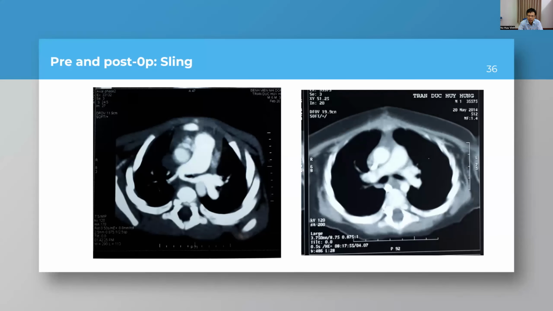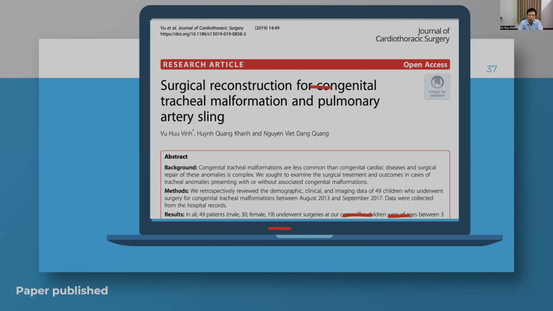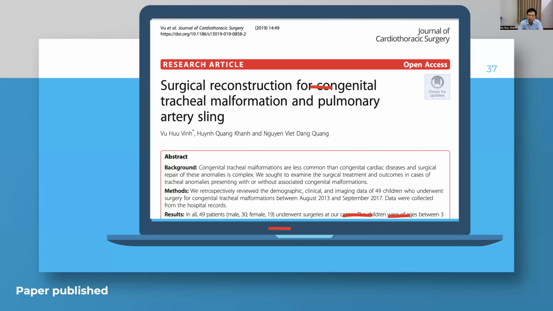And how about the sling? The CT scan shows the before and post-operation images. As you can see, the post-operation CT scan image looks like a normal person. And the caliber of the pulmonary artery sling also improved. And of course, the trachea was also repaired. And we also published a paper about this. Yeah, sorry for the image.